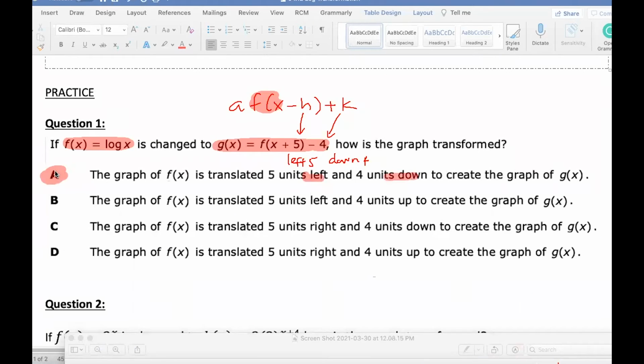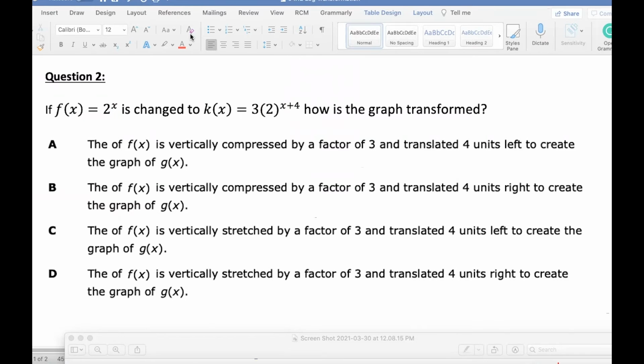So right now we are doing the second question. We have f of x equals 2 to the power of x. We change to this one. So I highly recommend you just write everything on top so we can compare. This is 2 to the power of x. The plus 4 is the difference.